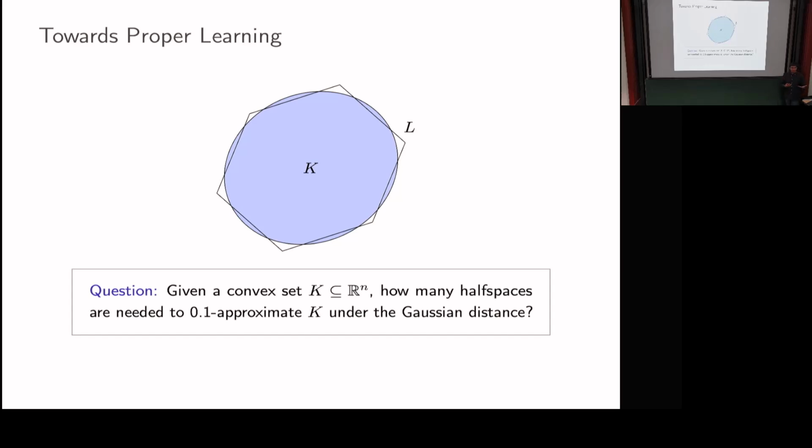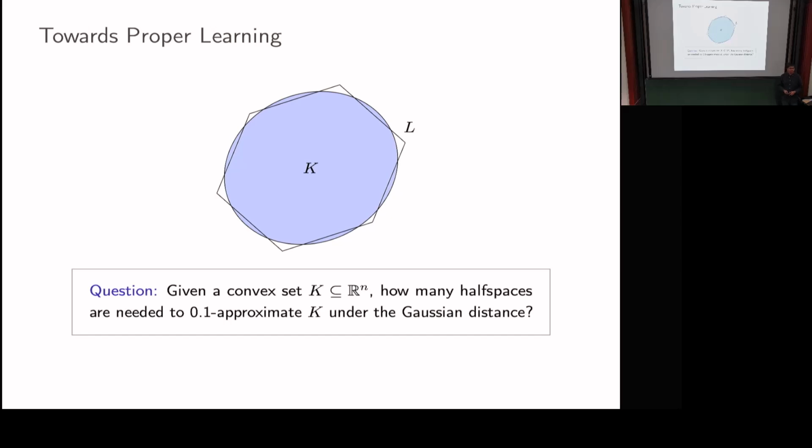In order to understand how well you can learn using an intersection of half spaces, you essentially also need to know how well you can approximate convex sets by an intersection of half spaces. And so this question of Gaussian polytope approximation comes up very naturally. So someone walks up to you with a convex set K. How many half spaces do you need in order to approximate it under the Gaussian distance?